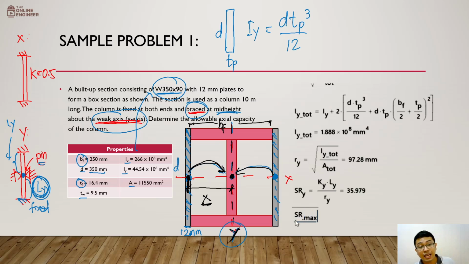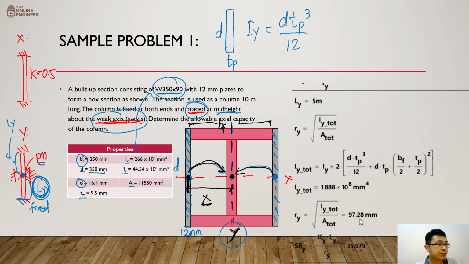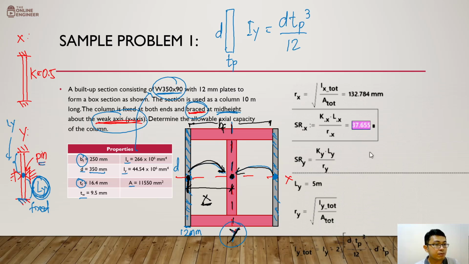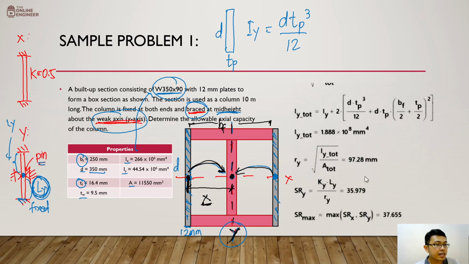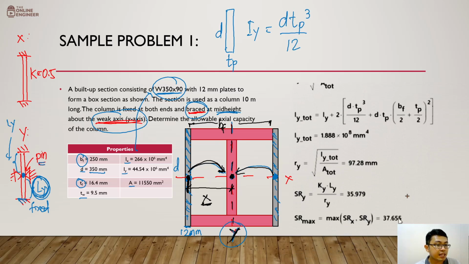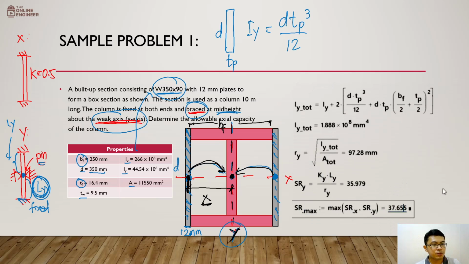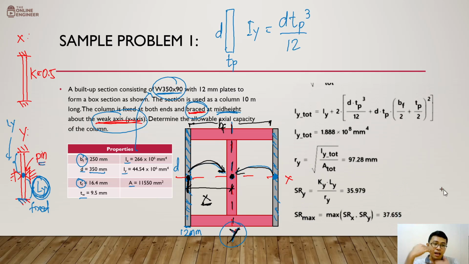Okay? So, what is our maximum slenderness ratio? I'll call it SR maximum. So this is the maximum of SRX and SRY. SRX, the one that we solved earlier, is 37.655. SRY is 35.979. And this is now our maximum slenderness ratio. So what do we do next in our step-by-step process to solve for the allowable axial capacity? What do we do next?